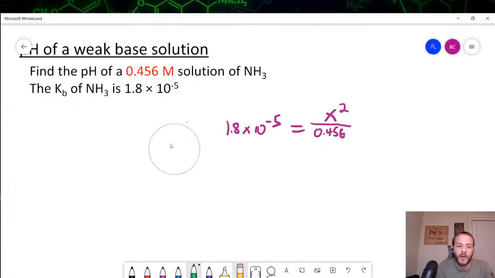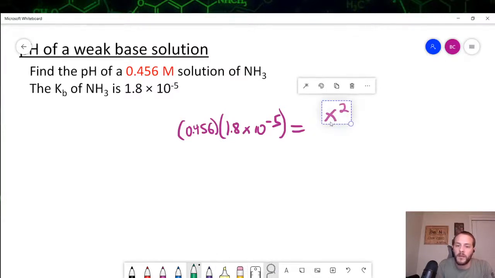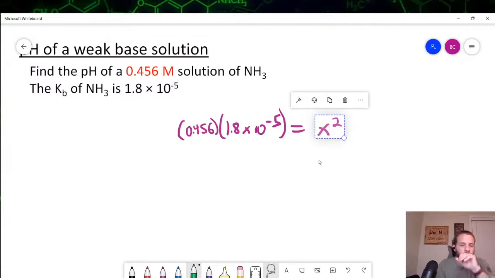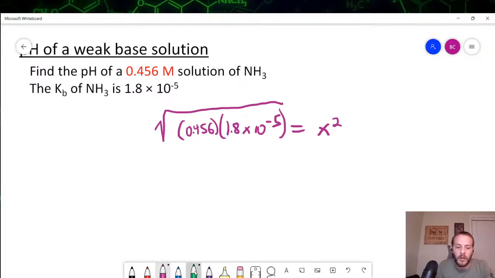I'm going to go ahead and erase this stuff over here just to give myself some more room. Now, if we multiply both sides of the equation by 0.456, then we will get rid of the 0.456 in the denominator here. So I'll take this X squared and drag it over there so it's all on one line. And so we have this X squared is equal to the product of these two terms here. To get rid of that squared, we can just take the square root of both sides of the equation, and that gets rid of that X squared. And so we are left with X, which is equal to the hydroxide ion concentration, according to our ice table.